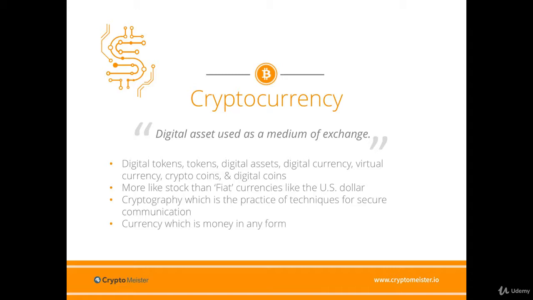The original and most widely known cryptocurrency is Bitcoin. The term altcoins is used to define all other cryptocurrencies. For example, Ether, Litecoin, Monero, Dash, Zcash, and so on. And each one has its own properties and functions.